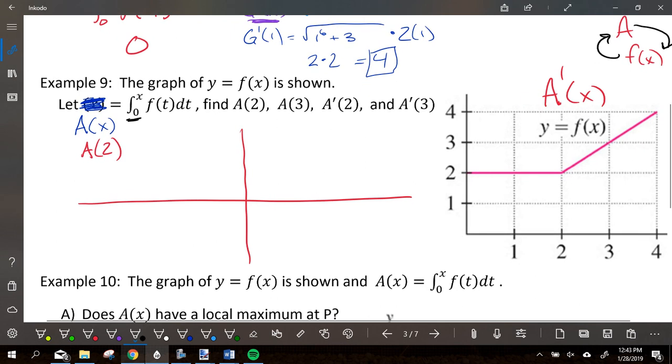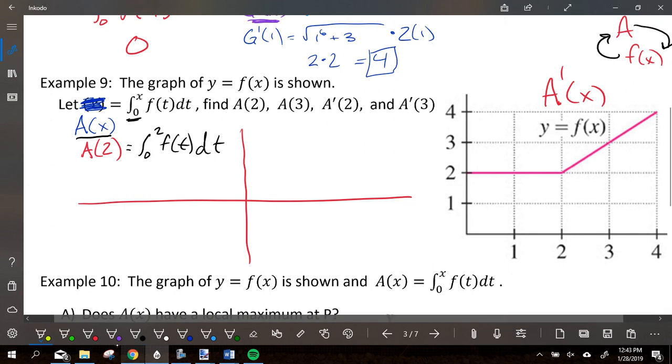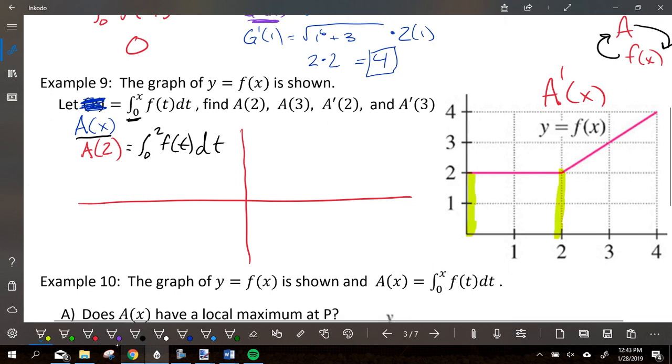So I want to find capital A of 2. Well, this one's pretty easy. Here's my equation to find capital A. It's equal to the integral, starting at 0, going to 2, of f of t dt. What does that mean I'm doing if I'm starting at 0 and going to 2 and I'm finding the integral? Area under the curve. I want to find the area under the curve starting at 0 and going to 2. That's going to get me 4. It's just finding this box. This box right here is 4. That problem is done.